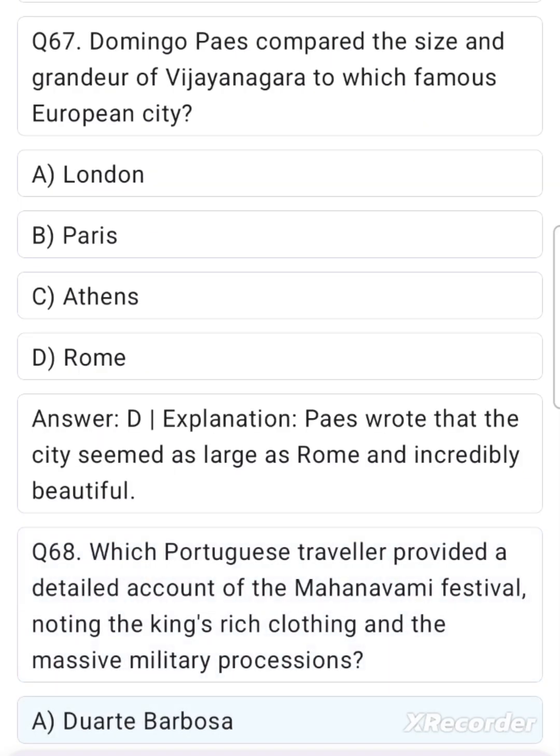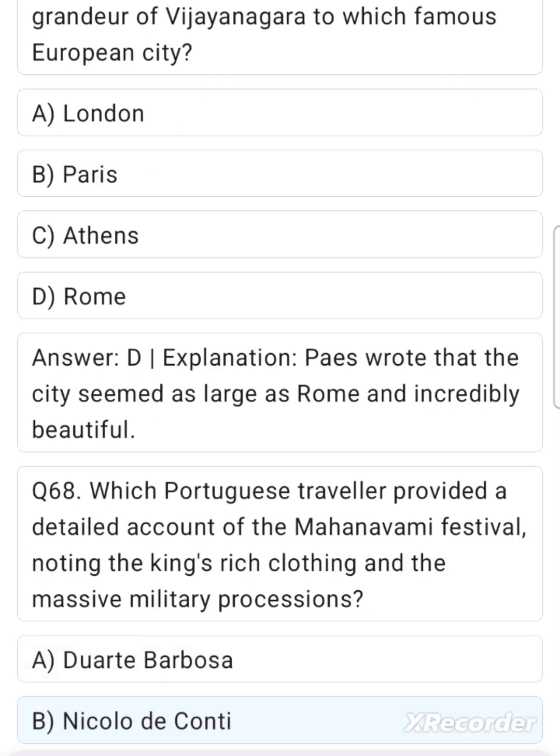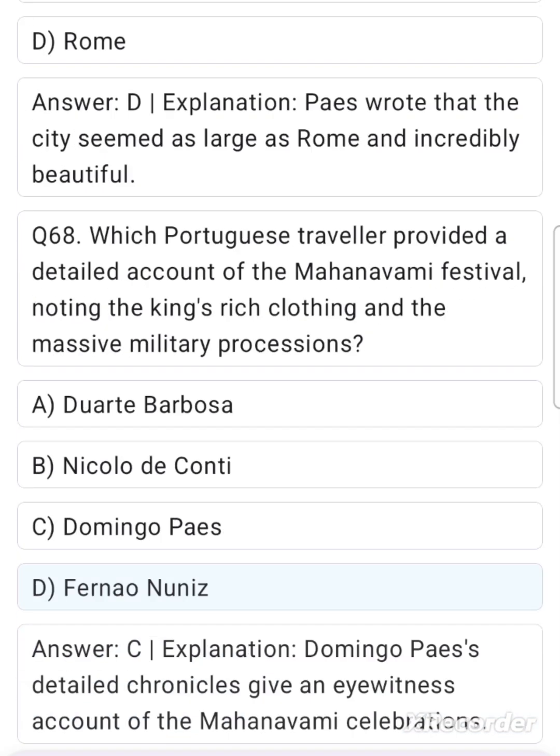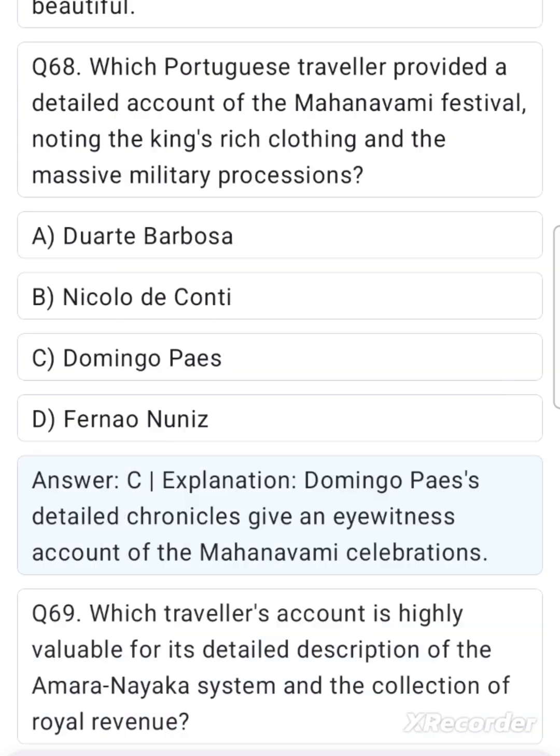A. Duarte Barbosa. B. Niccolo da Conti. C. Domingo Pace. D. Fernão Nunes. Answer: C. Explanation: Domingo Pace's detailed chronicles give an eyewitness account of the Mahanavami celebrations.